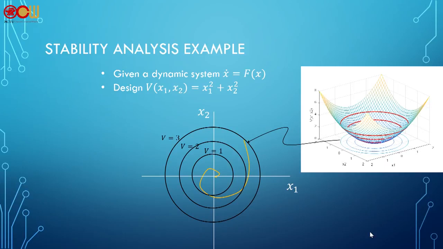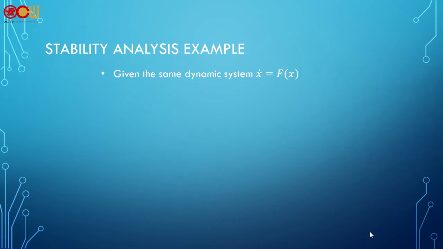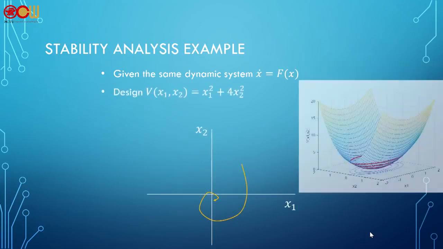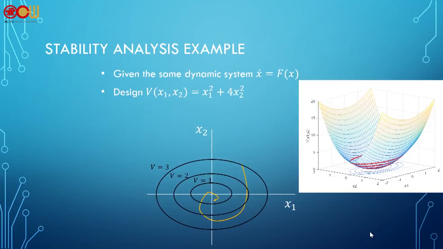But it's the same dynamics. The yellow line never changes, right? It's identical in these 2 examples. So the problem is, how do you find V? Just try. But if it's a linear system, as I said, you can use linear matrix inequalities.